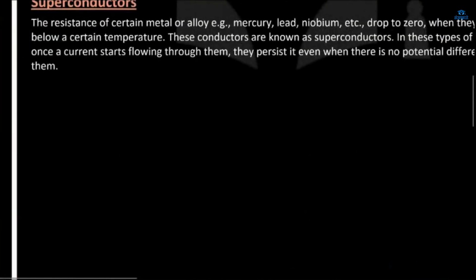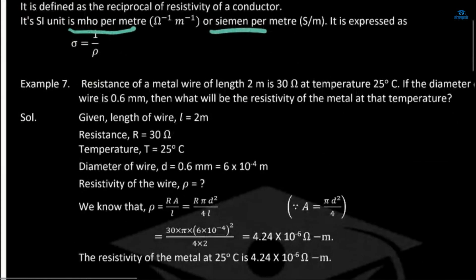तो ये क्या होती है? बस रेजिस्टिविटी की उल्टी होती है. तो ये क्या हो गया? कुछ क्वेश्चन है. Resistance of a metal wire of 2 meter is 30 ohm at the temperature.